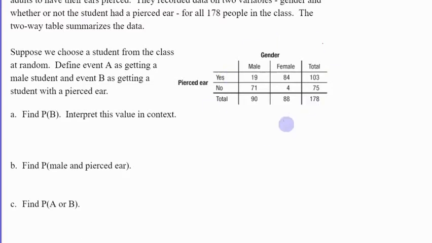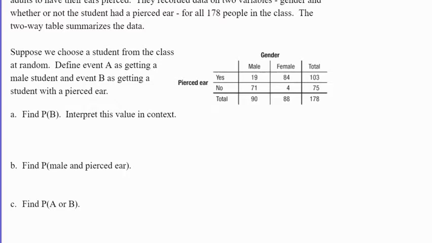Here's the two-way table. You can see we have gender at the top, whether or not the student has pierced ears on the left, and this table conveniently includes the totals. Some two-way tables do not include the totals, so you might need to figure those out yourself. Suppose we choose a student from the class at random. Define event A as getting a male student and event B as getting a student with a pierced ear. Find probability of B and interpret this value in context.